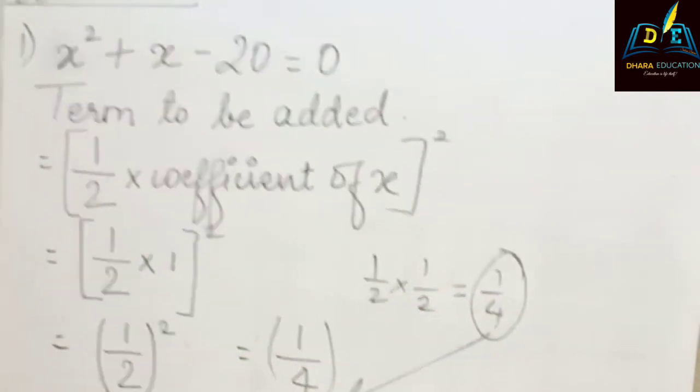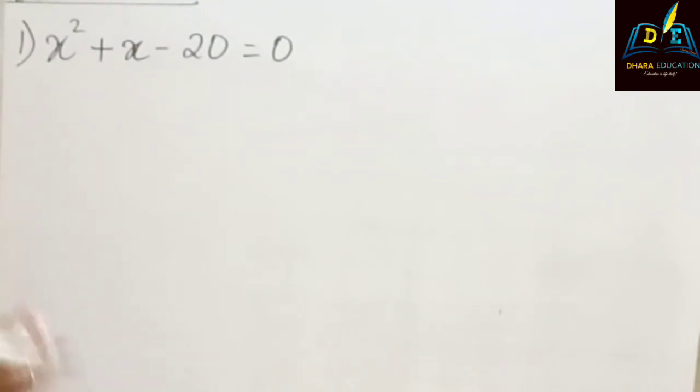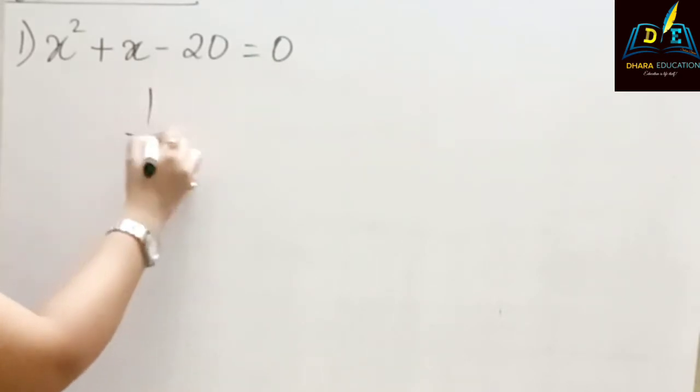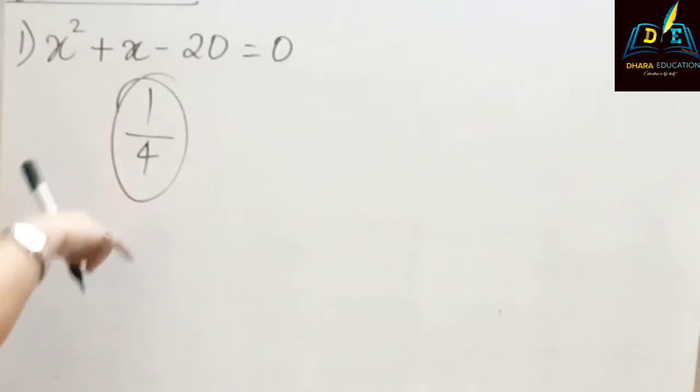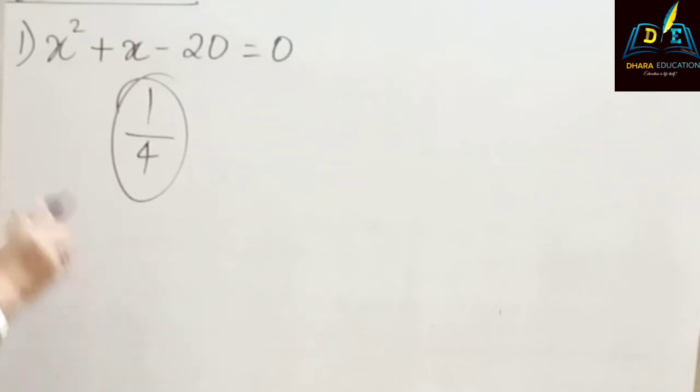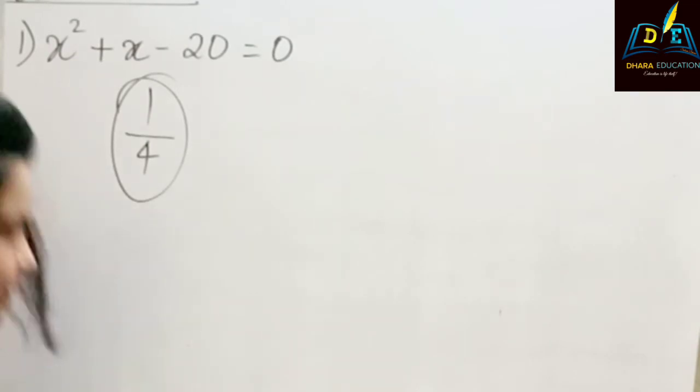Am I clear? So after completing the second step, we are going to see the third step. The third step is telling that add and subtract the term found in step 2. So in step 2, we have found 1 upon 4. So we need to add this and subtract this, both the things, and we have to complete it according to the square. Okay, so let's start.